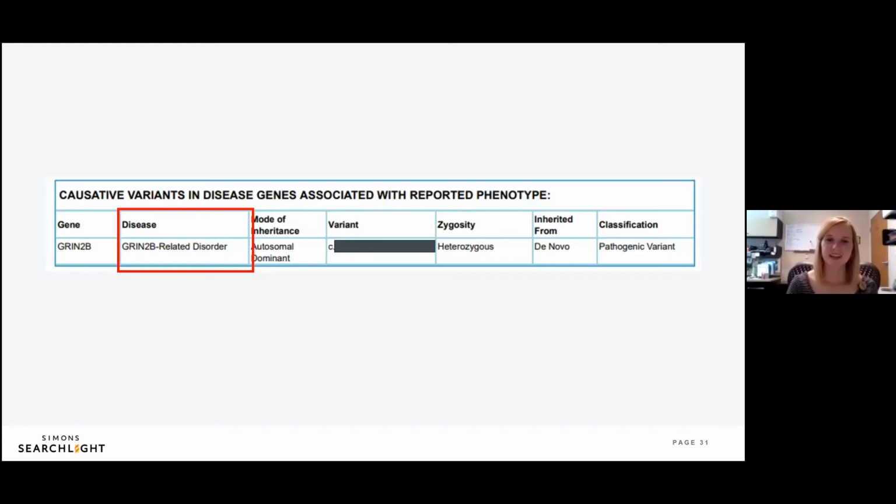The next thing we think about is, well, what happens if somebody has a pathogenic variant in that gene? Most oftentimes at the top section of the report, you'll see these things listed. So in this case, GRIN2B and GRIN2B related disorder. And farther down the report, they'll give you more details and more information about, well, what are those features that we can see?